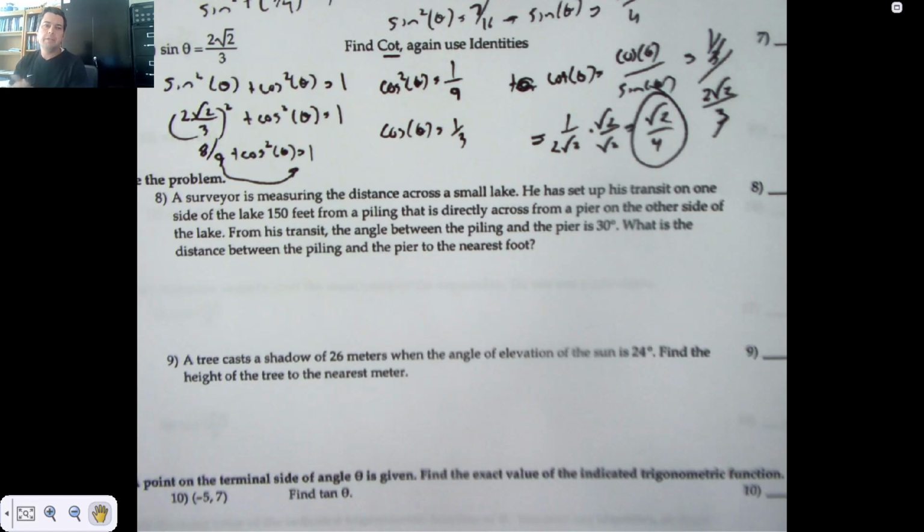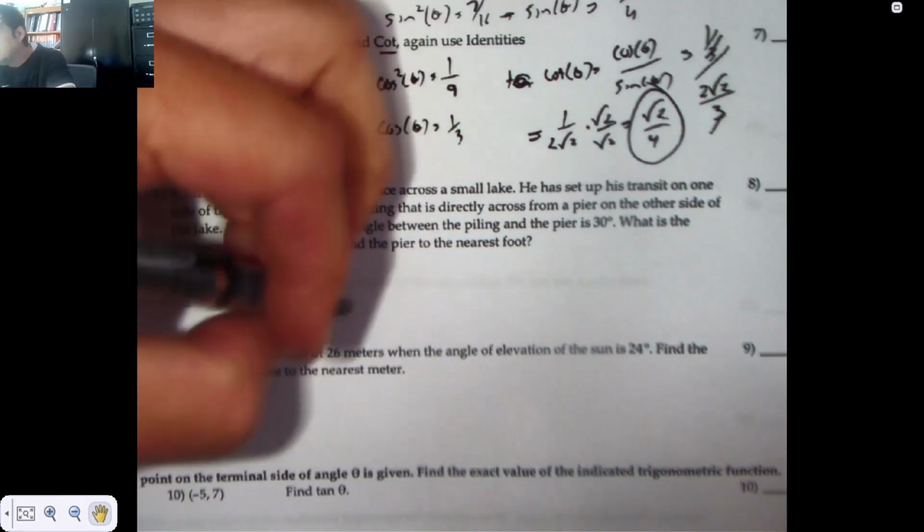All right, a surveyor is measuring the distance across a small lake. He has set up his transit on one side of the lake, 150 feet from a piling that is directly across from a pier on the other side of the lake. From his transit, the angle between the piling and the pier is 30 degrees. What is the distance between the piling and the pier to the nearest foot? Wow, it's a wall of text.